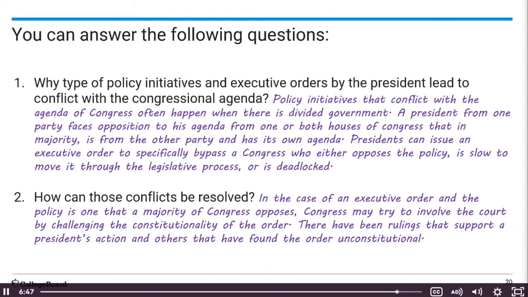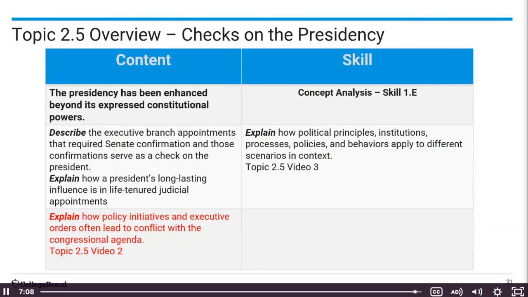In the case of an executive order, if it's something Congress opposes, they might try to get the court involved and say, well, we think that action is unconstitutional. Some of those cases that do get to the court have been ruled in favor of the president, others in favor of Congress. So it just depends on the question and the composition of the court. So we're back where we started, explaining policy initiatives and executive orders and conflict.